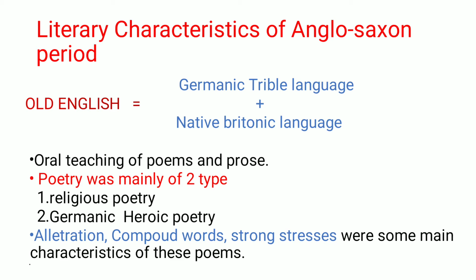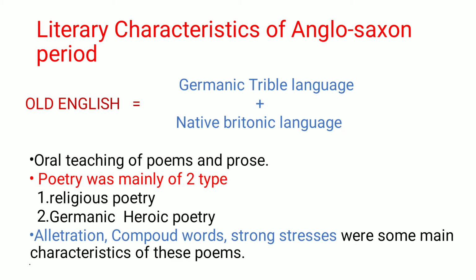Germanic tribal language was the language of Anglo-Saxon, and Anglo-Saxon people mostly wrote heroic poetry in this language, while the native Brittonic language was the language of the native people of Britain, which I have already told you a few seconds ago. Now, mostly the teaching of poems and prose took place orally because it is said that poems and prose were performed orally by poets during this period, and it is also important to note that from this period onward, poets and writers were considered as one of the most valued and important members of the society.